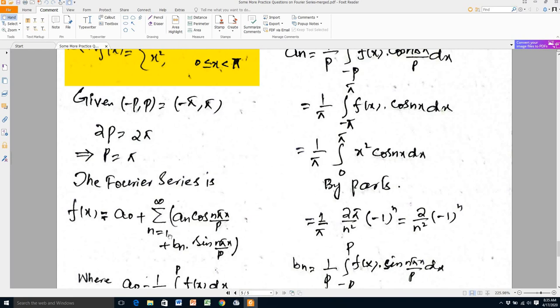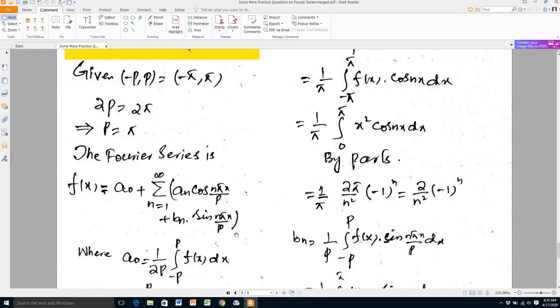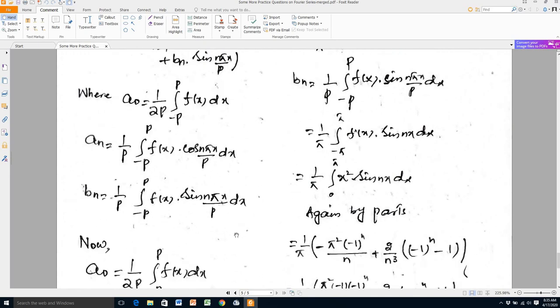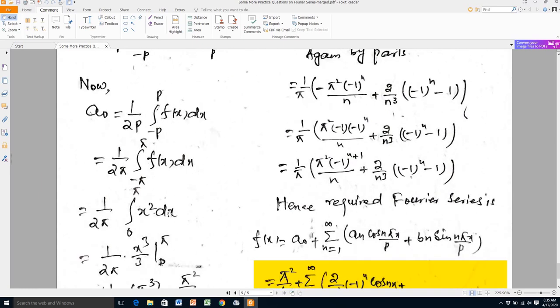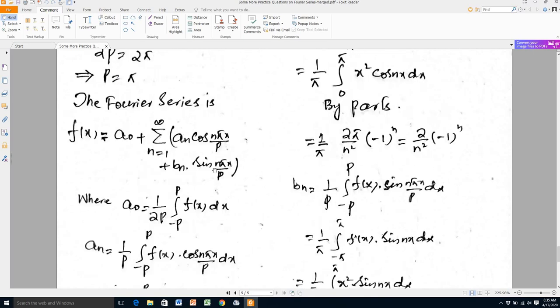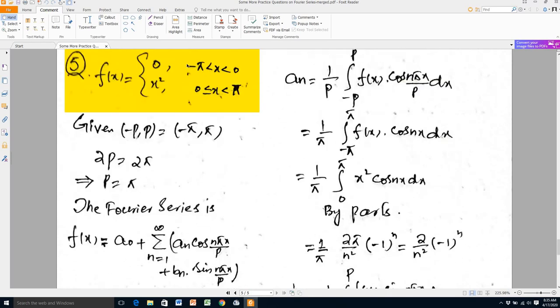F of x is equal to a naught plus the summation, and you also know the formulas for a naught, a n and b n. First we find the value of a naught, that is 1 over 2p from minus p to p f of x dx. You see in this question, in the first interval the value is 0. So in the remaining parts of this question I am totally ignoring this part, because in this interval the value of the function is 0. I am taking only this interval.